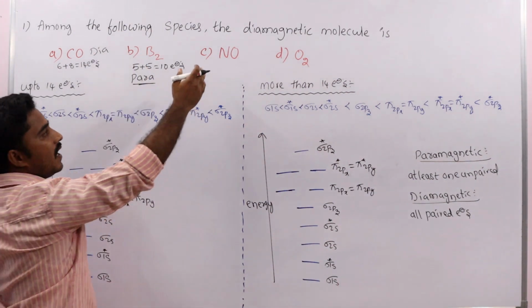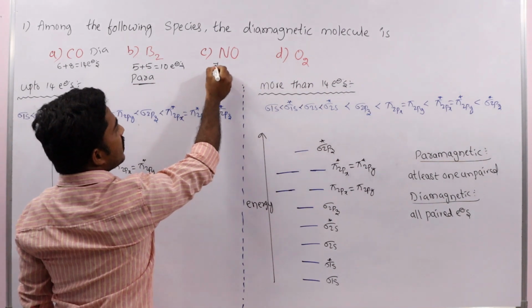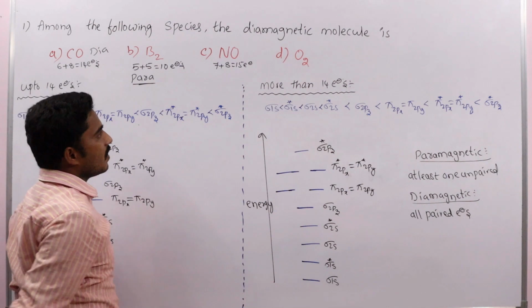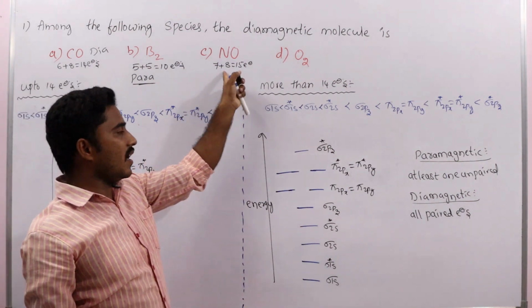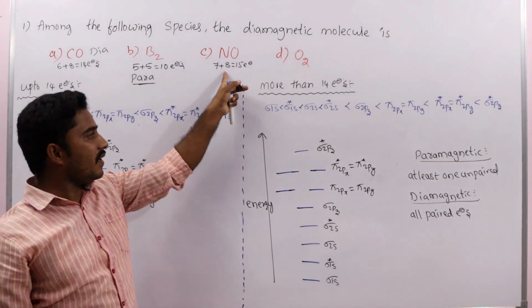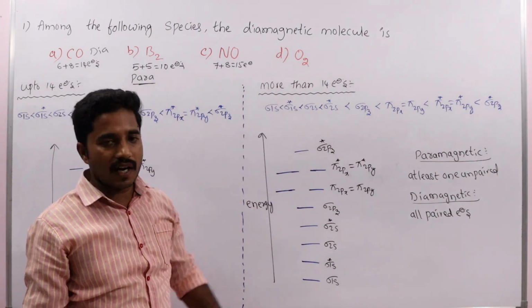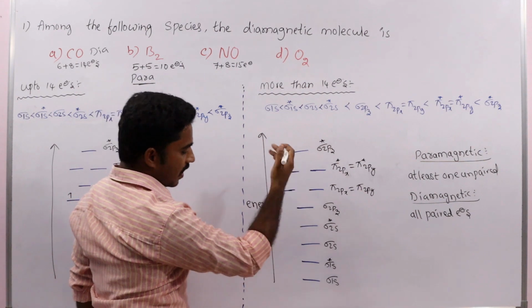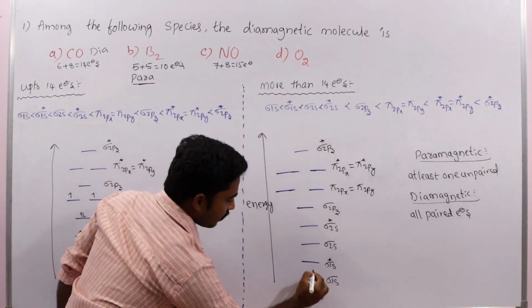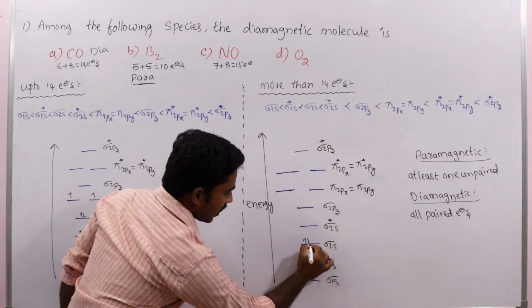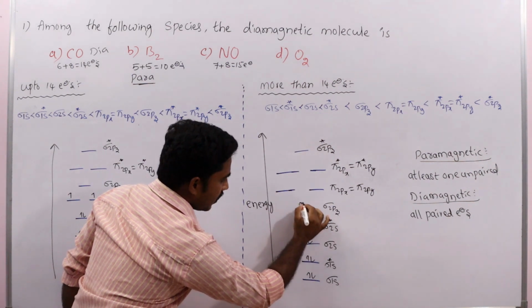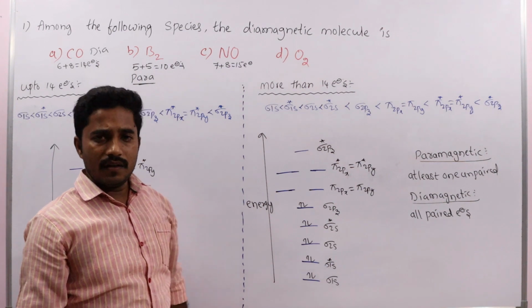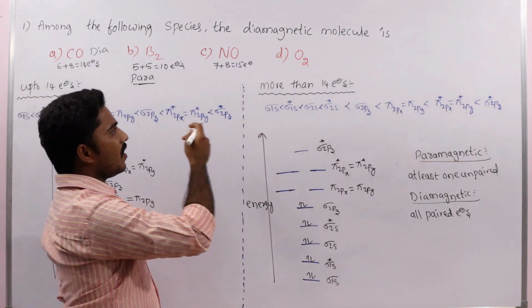So let us see NO. Nitrogen with 7 electrons, oxygen with 8 electrons, totally 15 electrons are there. When a diatomic molecule contains 15 electrons, that means more than 14 electrons, we have to follow this one. So fill the electrons in this order. Here how many electrons we have to write? 2, here 2, here also 2, here also 2, here also 2. Totally how many electrons finished? 10 electrons finished.